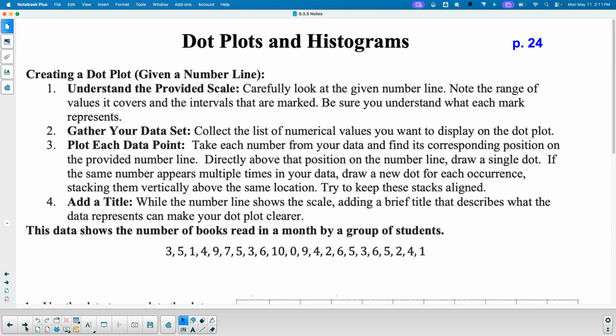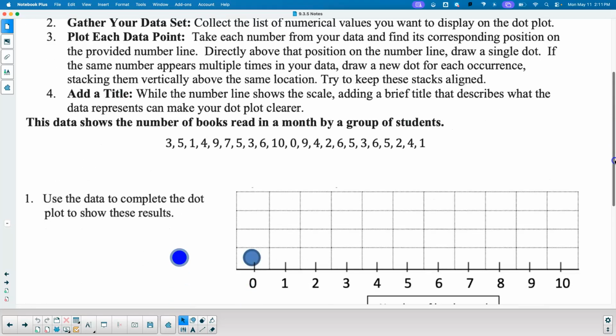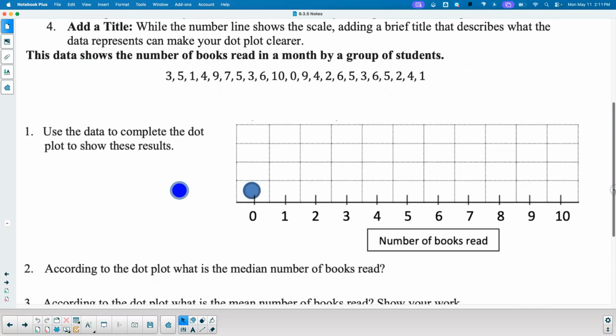You don't need to have your data in order. All we're doing is taking a literal dot and putting a dot above the number on our scaled number line. Okay? So for instance, if this is our data showing the number of books read in a month by a group of students, we can make a dot plot of our data. So we've got 3. So I'm going to put a dot above, not right on the line. Okay? I'm going to put it above because I need to see it.